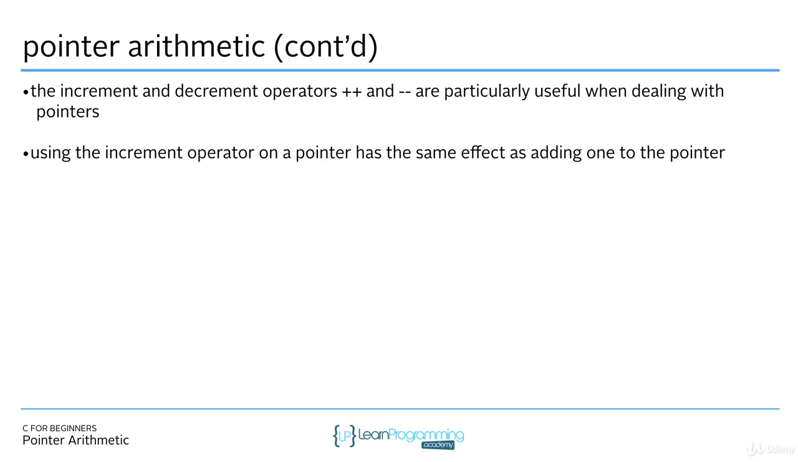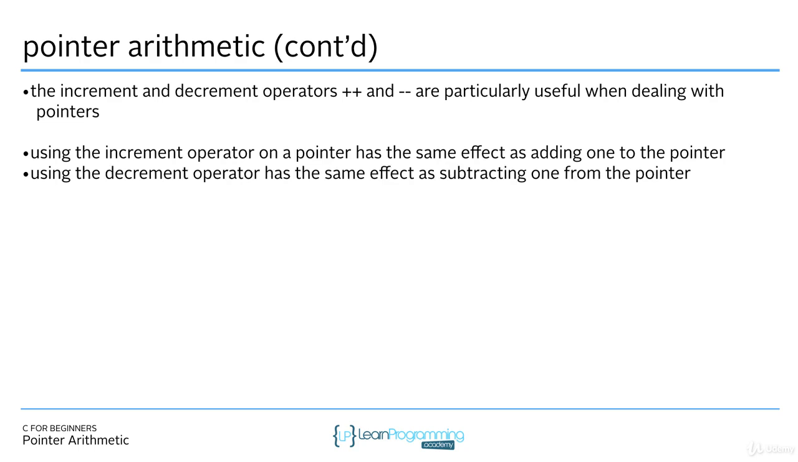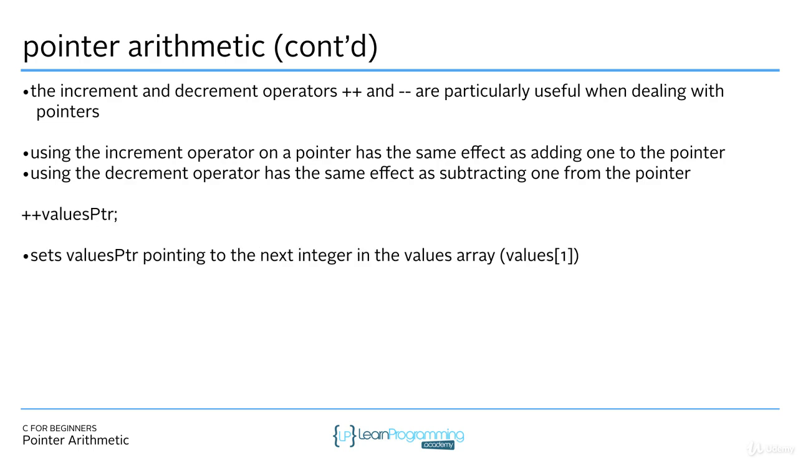Using the increment operator on a pointer has the same effect as adding 1 to the pointer. Using the decrement operator has the same effect as subtracting 1 from the pointer. So saying plus plus values pointer is going to set the values pointer pointing to the next integer in the values array.